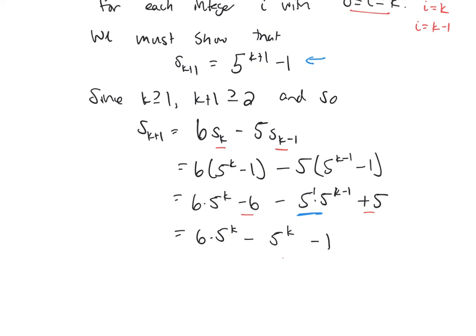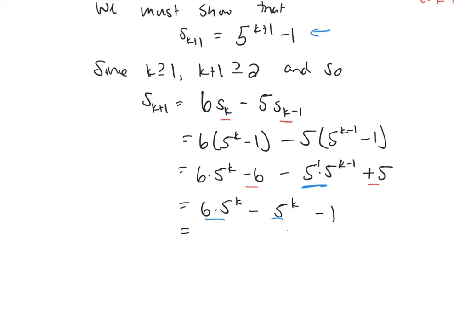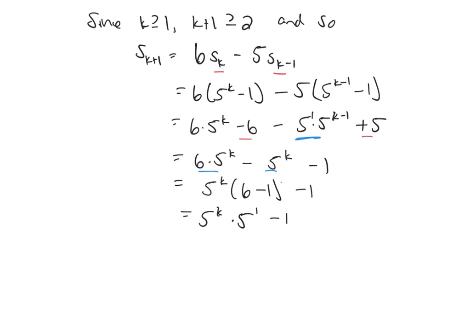And then what I'm going to do is factor out a 5 to the k out of both of these in the front two terms. So 5 to the k will be 6 minus 1, or 5. And again, these have the same base, so I can combine them together and get my formula. I was trying to get 5 to the k plus 1 minus 1, and that's what I was trying to get to.